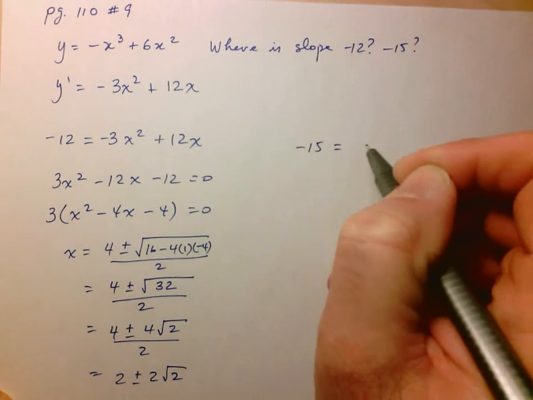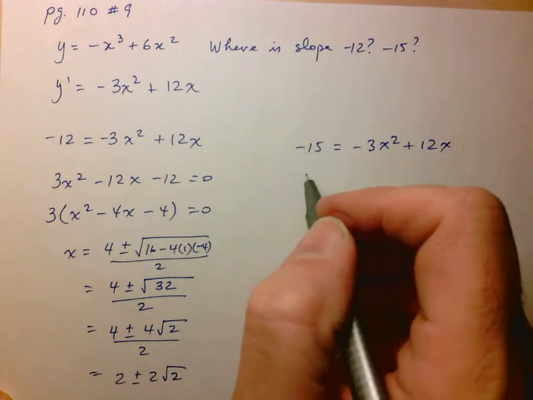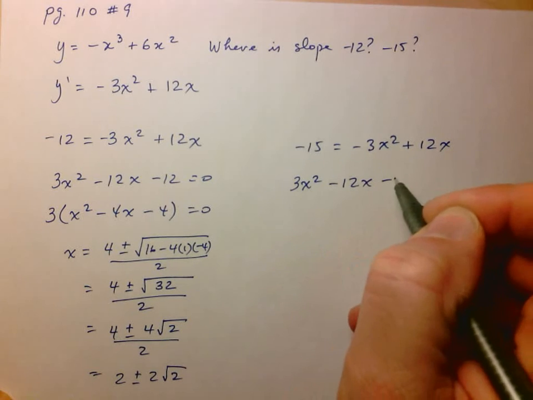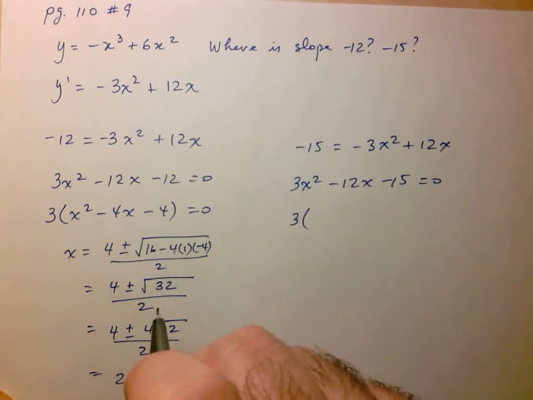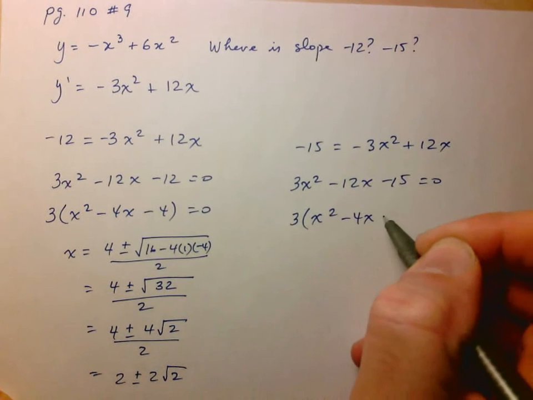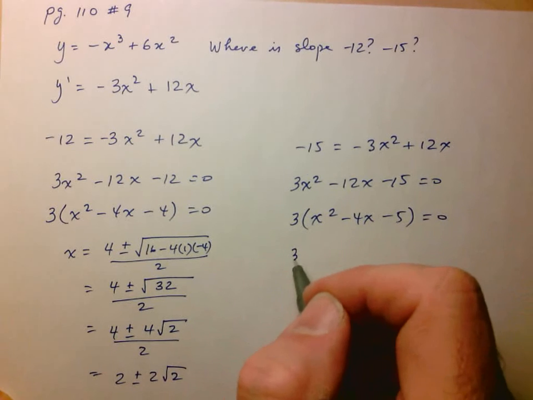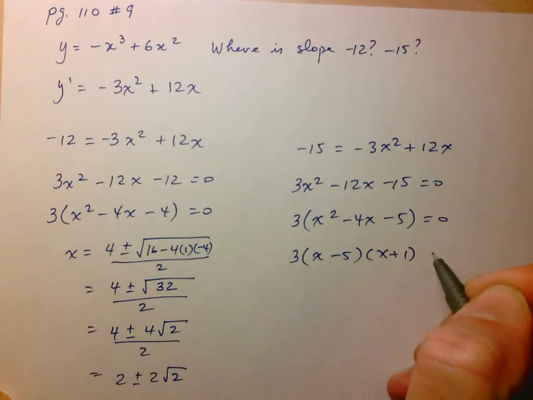So we need negative 15 to be equal to negative 3x squared plus 12x. So again, bring everything to one side. 3x squared minus 12x minus 15. Okay, again, we can factor out a 3, make our lives a little easier. So here, x squared minus 4x minus 5. Okay, and this does look factorable. So this would be x minus 5 times x plus 1.